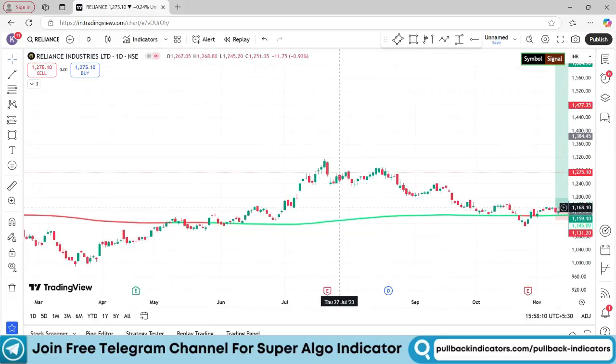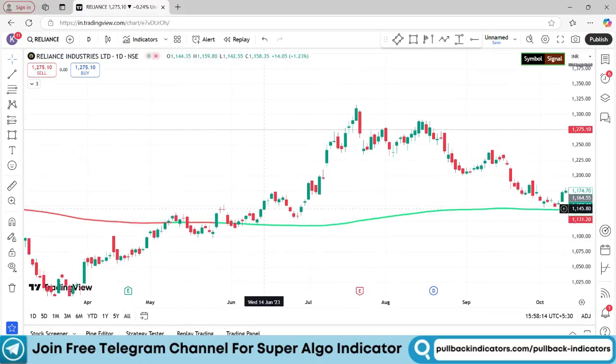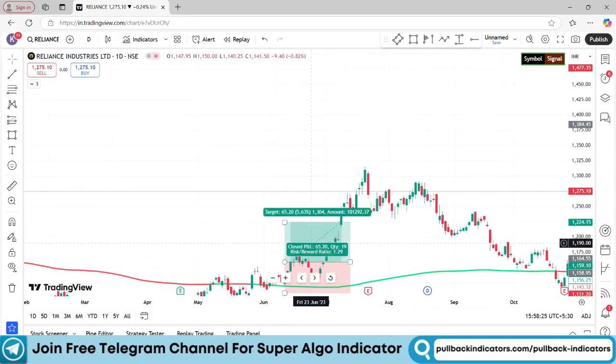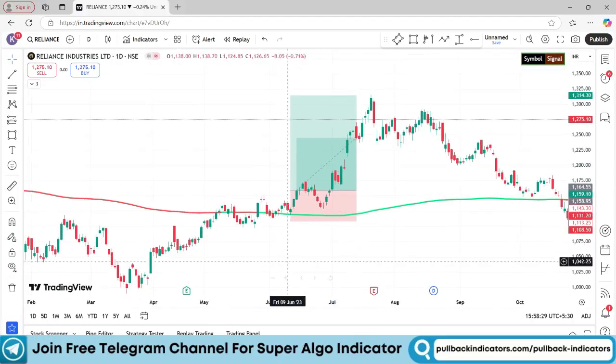So see here also the same thing happened. We got two back-to-back continuation candles on this specific zone, and you can trigger your entry. Easily you can trigger your entry on this specific zone, keep your stop loss below the trend line, and then easily 1:3 you have achieved in swing trading.